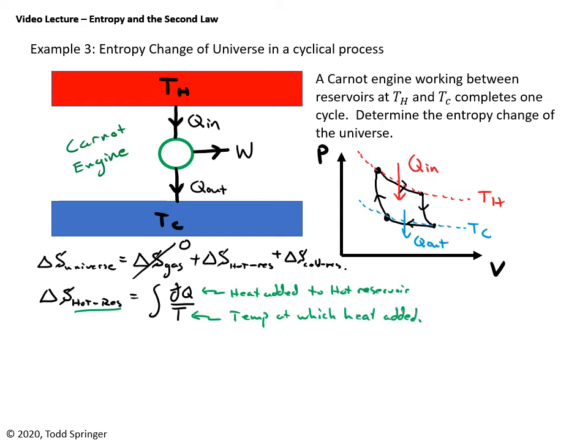Now in this case, because it's a reservoir, this temperature never changes. So it's just going to be TH. And that doesn't change. The reservoir is huge. It gives up a little bit of heat. Its temperature doesn't change. And so now I'm in paradise. I can put this T outside because it's a constant. So I have here 1 over TH integral dq.